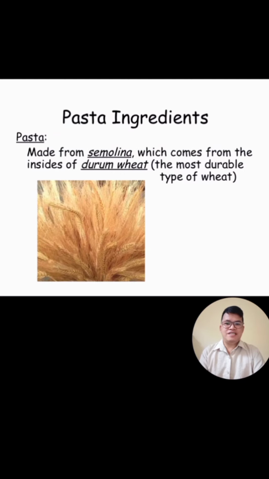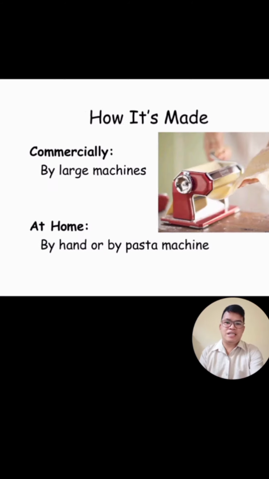Okay, so for the pasta ingredients, where does pasta come from? What are the ingredients of pasta? So, it is made from semolina, which comes from the insides of durum wheat, the most durable type of wheat. As I have mentioned earlier, durum wheat is not available here in our country. Mostly it comes from other countries.